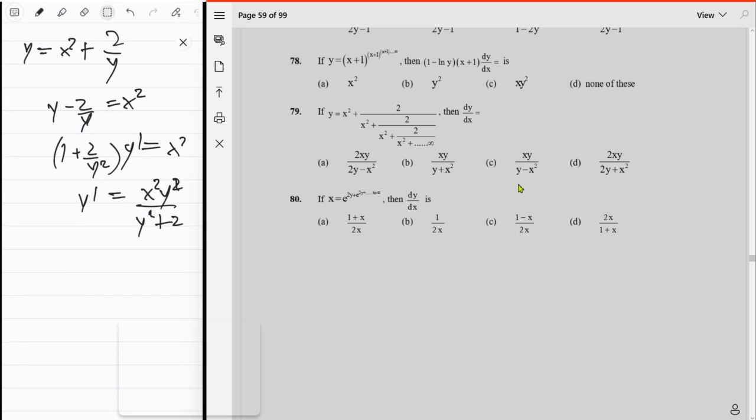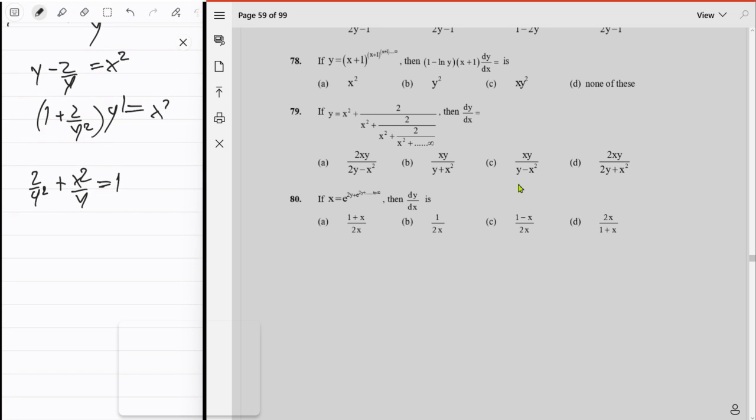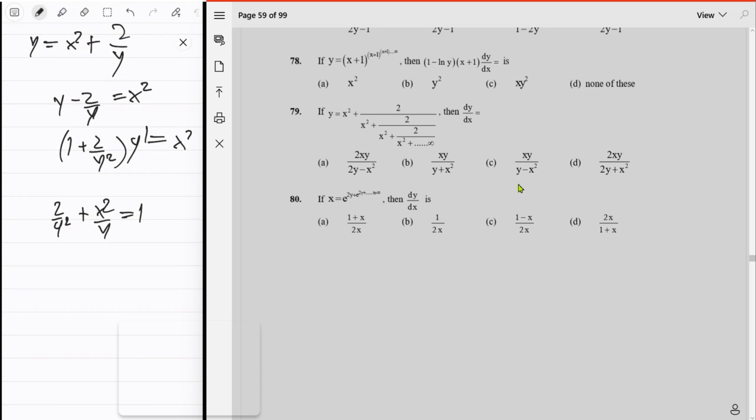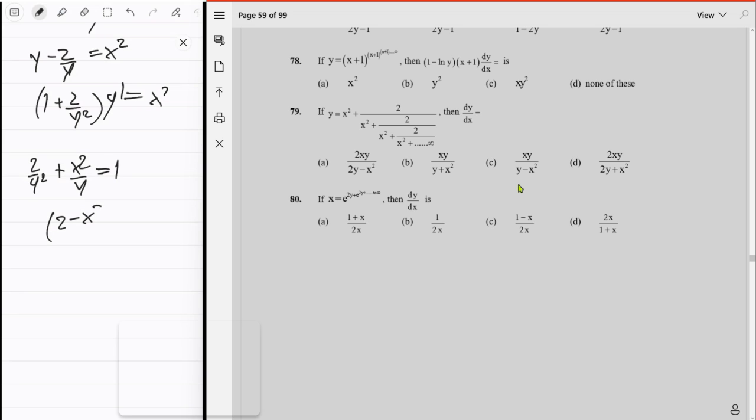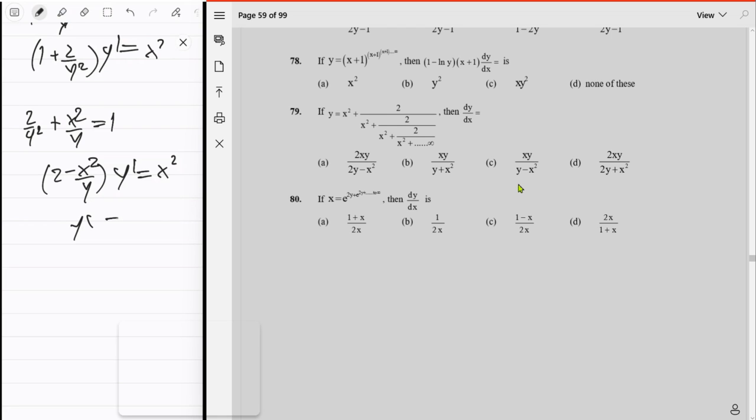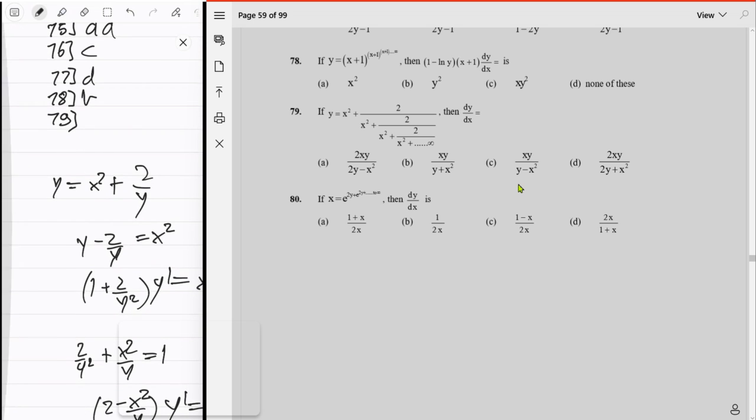Oh, I think I know what they're doing. Fine. So like 2 upon y squared, right? Plus x squared upon y is equal to 1. You can use this to reduce this a bit, I think. So basically 2 upon y squared plus 1. Okay, that's different. This would just be 2 minus x squared upon y, and the rest of y dash is equal to x squared. So y dash is just equal to, okay, you still have this square stuff, and I don't like that. It should only have x, not this.